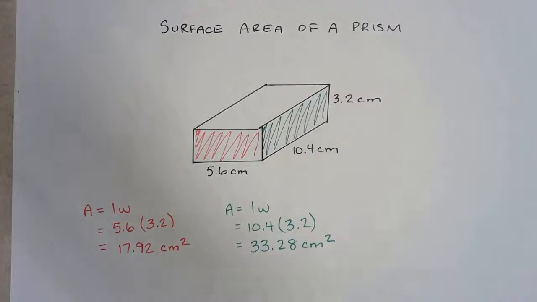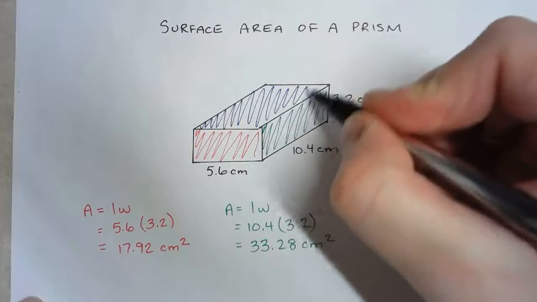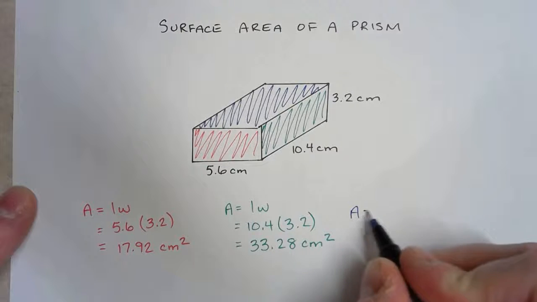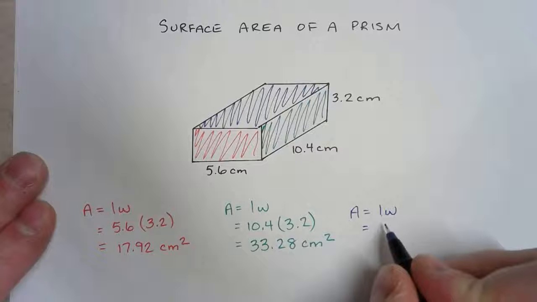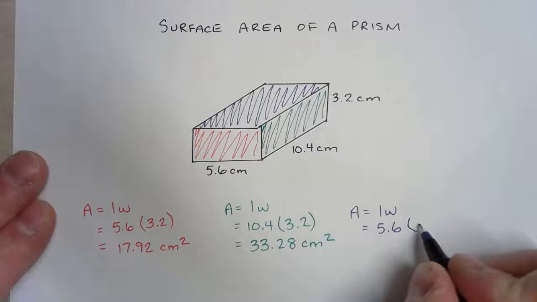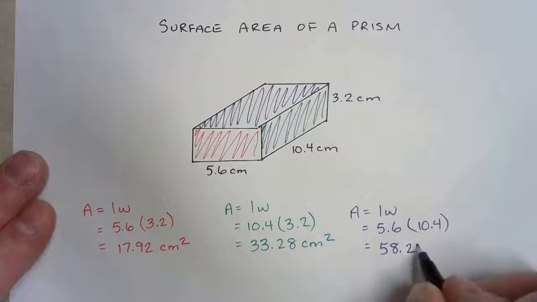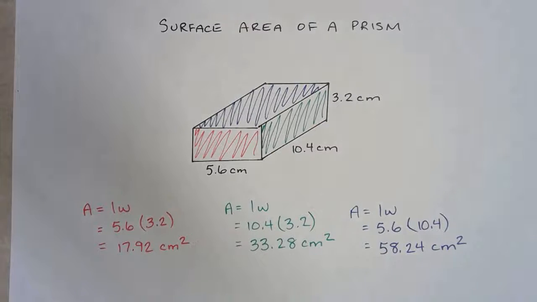And then we have this side up here, which I've shaded in blue, and it's again a rectangle, so the area equals length times width, which would be equal to 5.6 multiplied by 10.4, and we get an area of 58.24 centimeters squared.